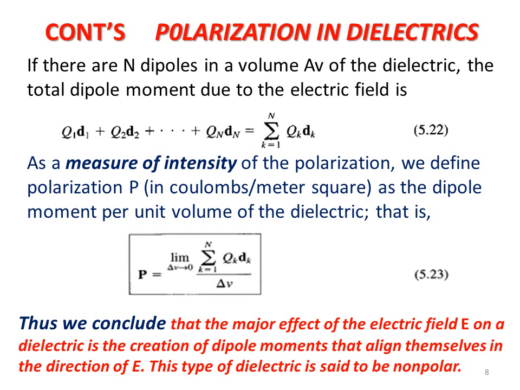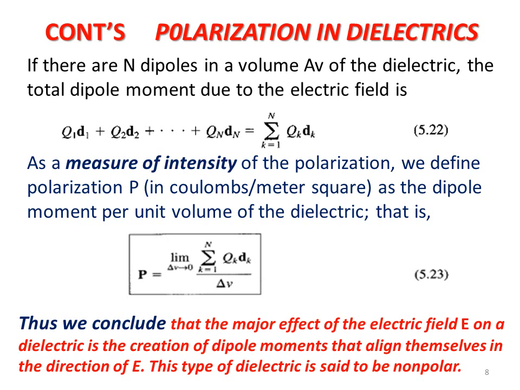If there are N dipoles in a volume delta V of the dielectric, the total dipole moment due to the electrical field is given using the superposition principle. As a measure of the intensity of the polarization, we define polarization P, in coulombs per square meter, as the dipole moment per unit volume of the dielectric: P equals the limit as delta V approaches 0 of the sum from k equals 1 to N of Qk dk over delta V.